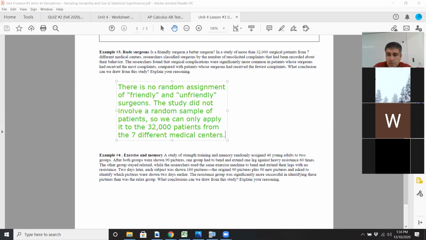Now, here's where we do some random selection for the next one. A study of strength of trained memory randomly assigned. So you see the word random. 46 young adults to 2 groups. After both groups were shown 90 pictures, one group had to bend and extend one leg against heavy resistance 60 times. The other group stayed relaxed while researchers used the same exercise machine to bend and extend the legs with no resistance. 2 years later, each subject was shown 180 pictures, the original 90 pictures plus 90 new pictures, and asked to identify which was shown 2 days earlier. The resistance group was significantly more successful in identifying these pictures than the relaxed group.